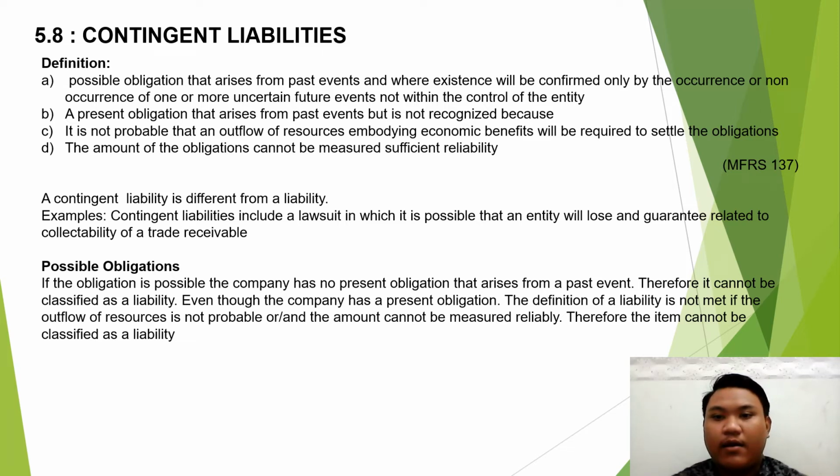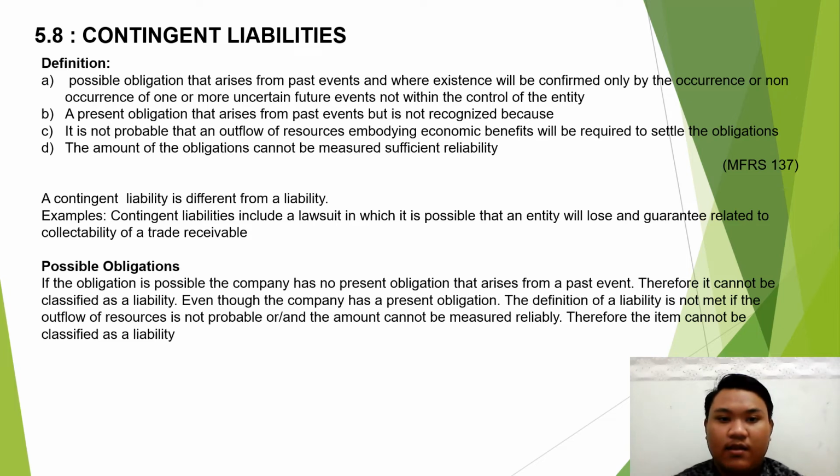Based on MFRS 137, contingent liability is defined as a possible obligation that arises from past events and whose existence will be confirmed only by the occurrence or non-occurrence of one or more uncertain future events not within the control of the entity. Contingent liabilities are also present obligations that arise from past events but are not recognized because it is not probable that an outflow of resources embodying economic benefit will be required to settle the obligation, or the amount of the obligation cannot be measured with sufficient reliability.